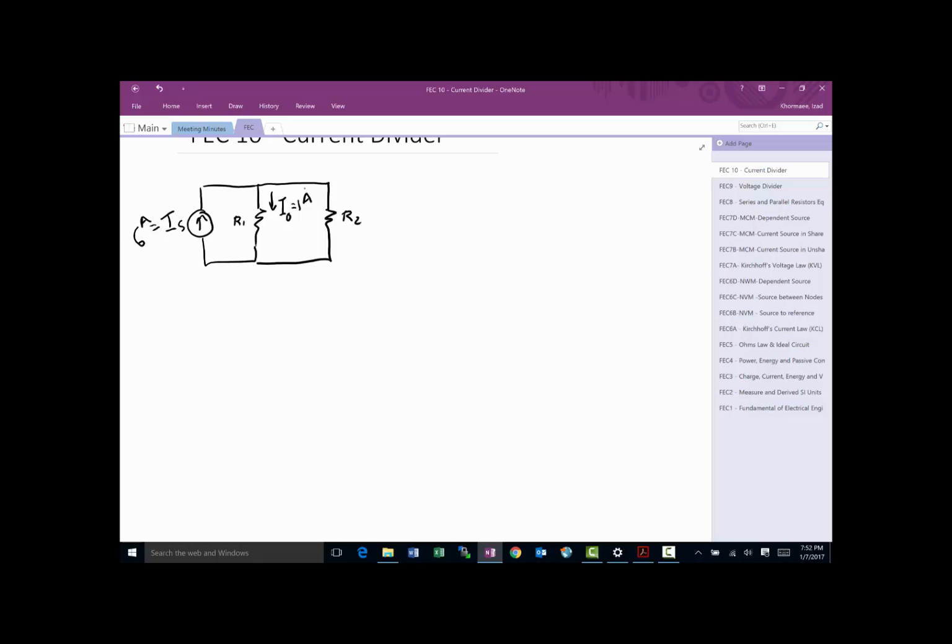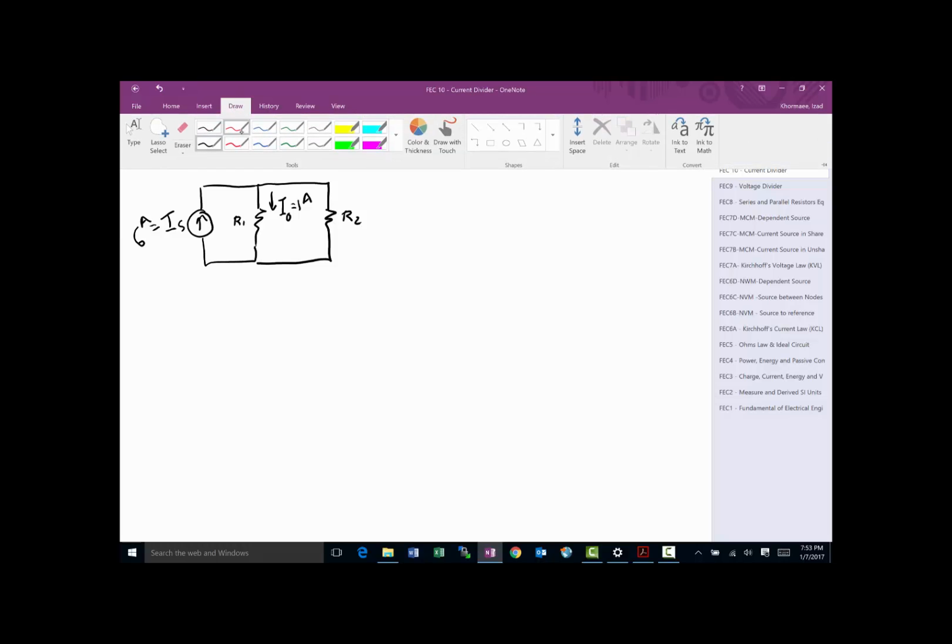KCL and KVL are really general purpose tools that we have, and we always need to look at whether these will help us or not. For this case, we can use KCL, we can use KVL. There are a couple of branches, a couple of loops or meshes that we can work on. If you use KCL, it might be just a little bit easier.